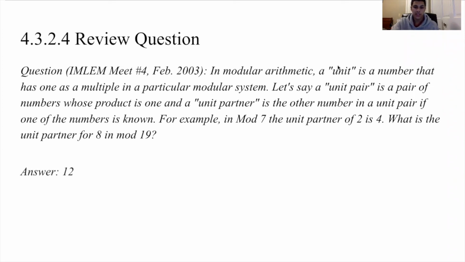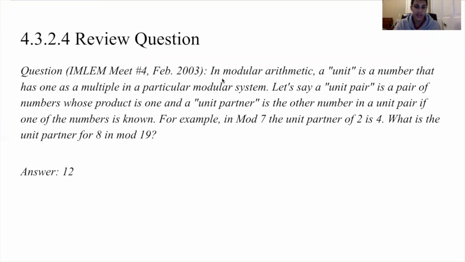So the question says, in modular arithmetic, a unit is a number that has 1 as a multiple in a particular modular system. Let's say a unit pair is a pair of numbers whose product is 1, and a unit partner is the other number in a unit pair if one of the numbers is known. For example, in mod 7, the unit partner of 2 is 4. What is the unit partner of 8 in mod 19? All right, so this question is really wordy, but it's a really simple question.